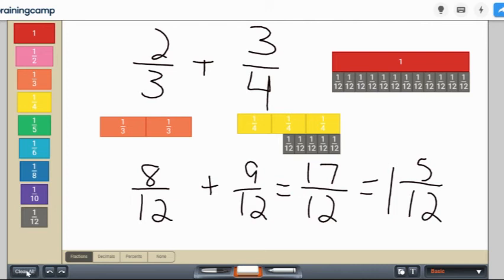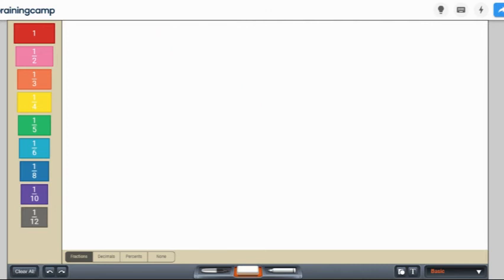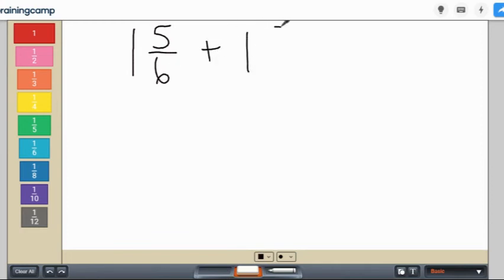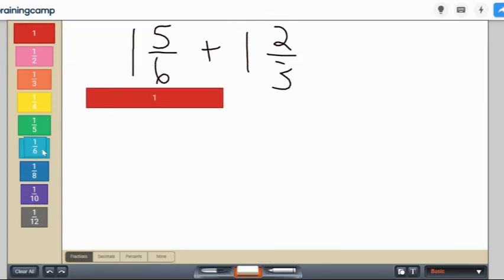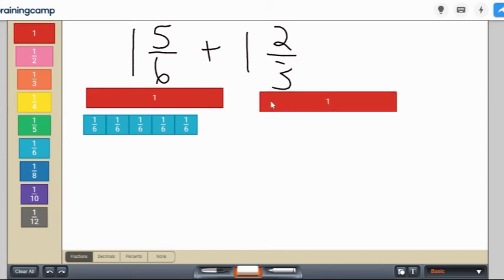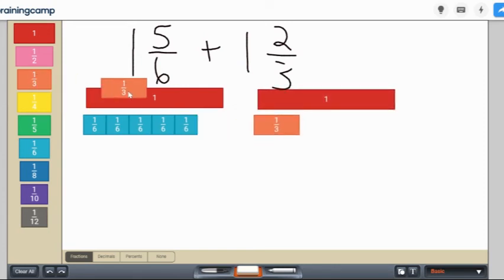So let's do one with mixed numbers. Let's look at the problem 1 and 5/6 plus 1 and 2/3. So we're going to start by building. So we have 1 and 5/6. So 1, 2, 3, 4, 5, and then 1 and 2/3. So 1 and 2.